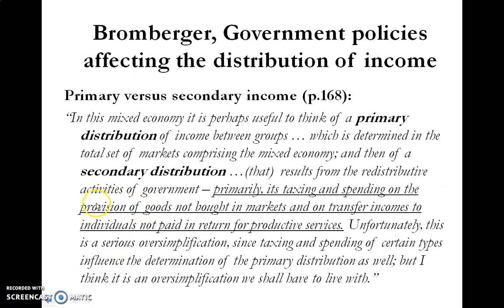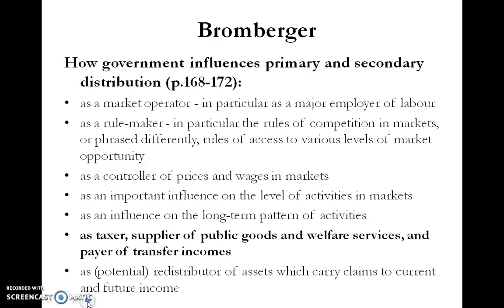Please go back to your Bromberger readings, which you covered earlier in the semester, where they focus and describe the primary versus secondary incomes. This becomes important in today's lecture as well, so just go and refresh your memory on that. Please also take some time to refresh your memory in terms of the various ways in which government can influence both primary and secondary income distributions. For today, we focus mainly on government's process that is linked to taxation, as well as the spending of public goods and welfare services, and the transfer of incomes in the form of social grants.